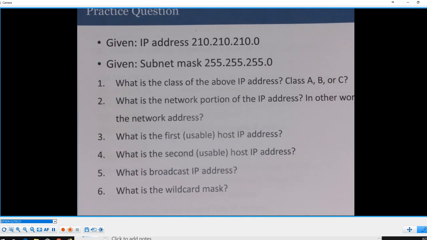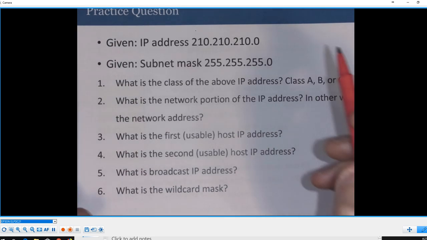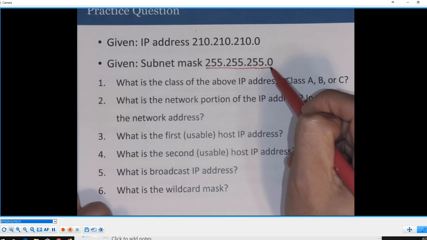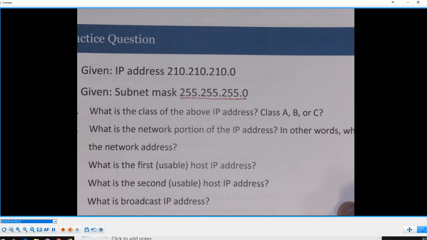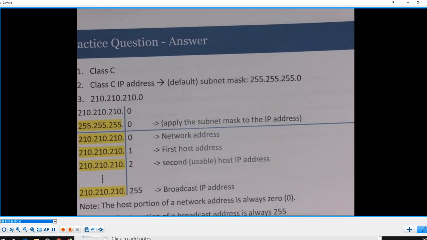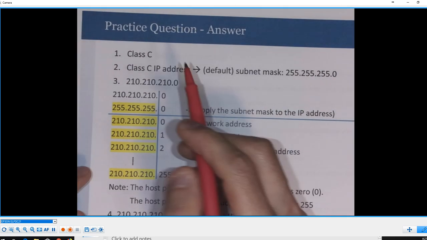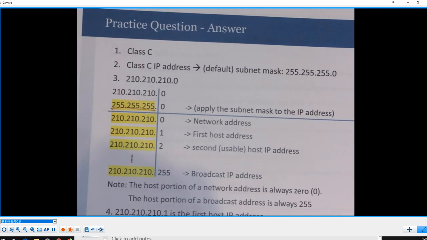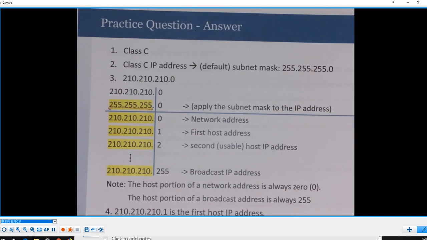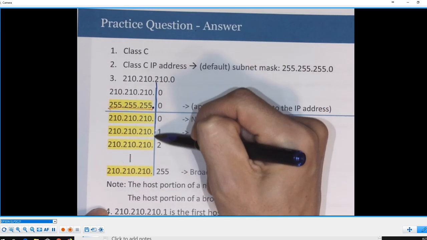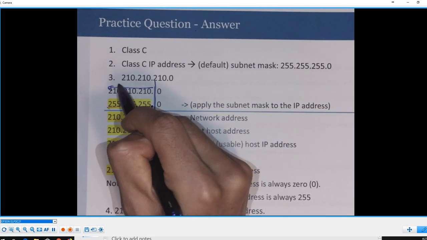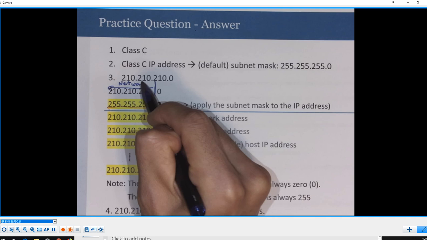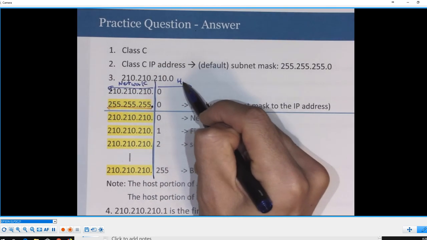The same thing. This is another example, another practice question. Now 210.210.210.0, and this is your subnet mask. So basically the same thing, so I'm going to skip this. If I just look at the answer, this is the subnet mask, and this is where the ones end. So I'm going to draw this line, right? And I know that this is the network portion, and this is the host portion.